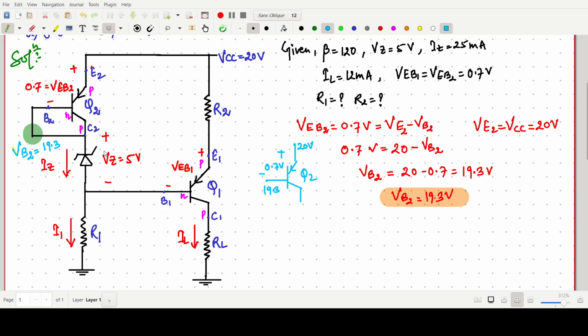We have to know this voltage, and we know the voltage drop across this Zener is 5 volt. So we can find this voltage. How will we find it? For this, we have to think about this Zener diode.